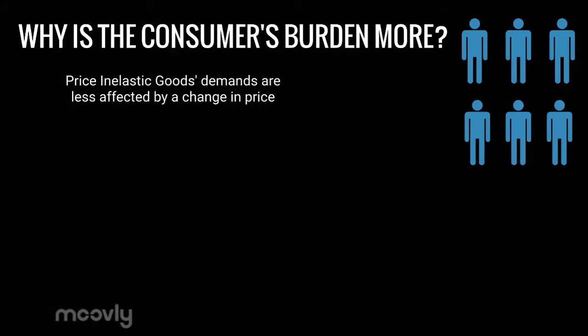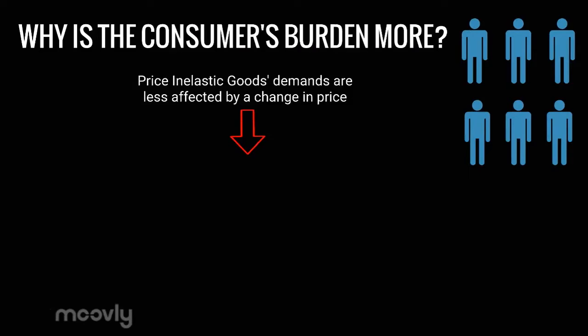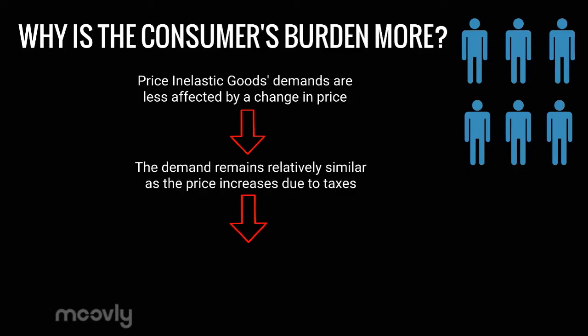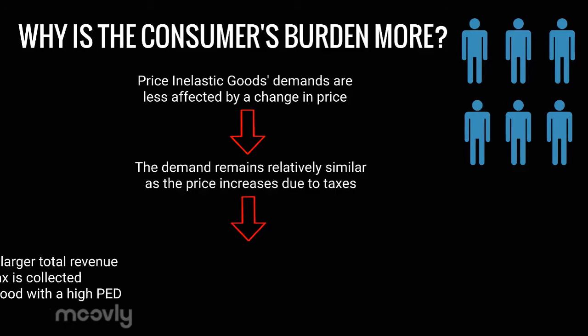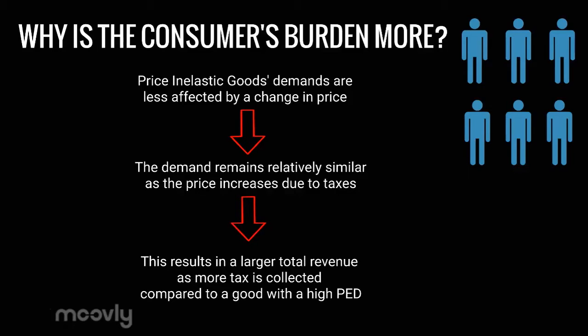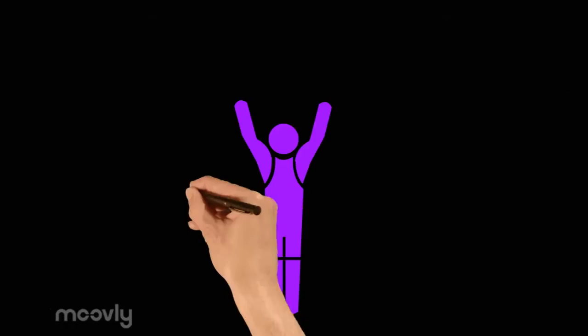Since a low PED means the demand is less likely to change due to an increase in price, the producers can put their goods at a higher price. As the demand stays relatively similar, more taxes are collected instead of it decreasing. As the producers do not have to pay as much for the production cost, producers will be more willing to produce goods.